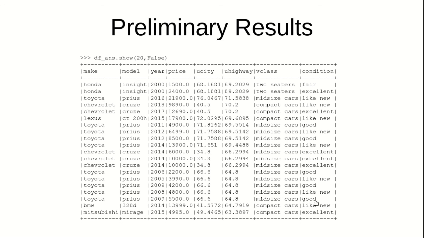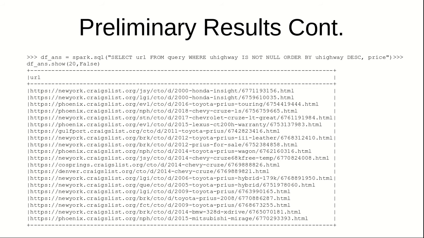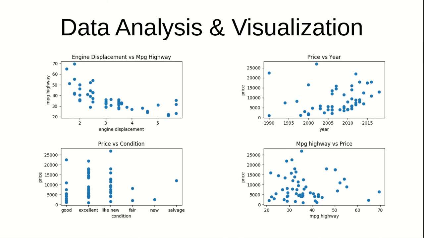So here's what I was showing you. Here are the preliminary results, and the URLs. And then here's the picture that I was showing you online. So then what I did was took these results and put them in matplotlib just for some more information. You can see, as expected, the greater the engine displacement, the less efficient the car is.